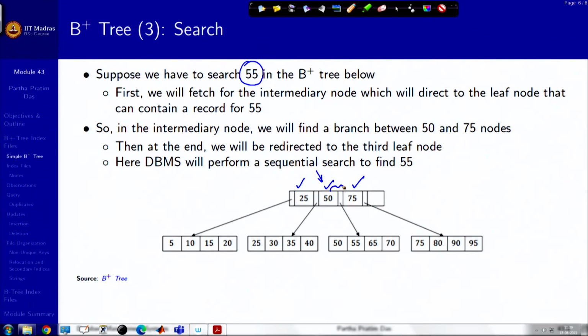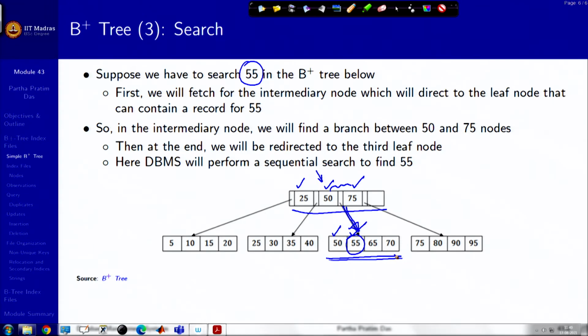So, 55 is in between these two, so I follow the corresponding link. I come to this leaf node and I check with 50, it is more, I check the next one, 55, I have found it. So, there is one linear search here, and then depending on the range you will get to the next level.